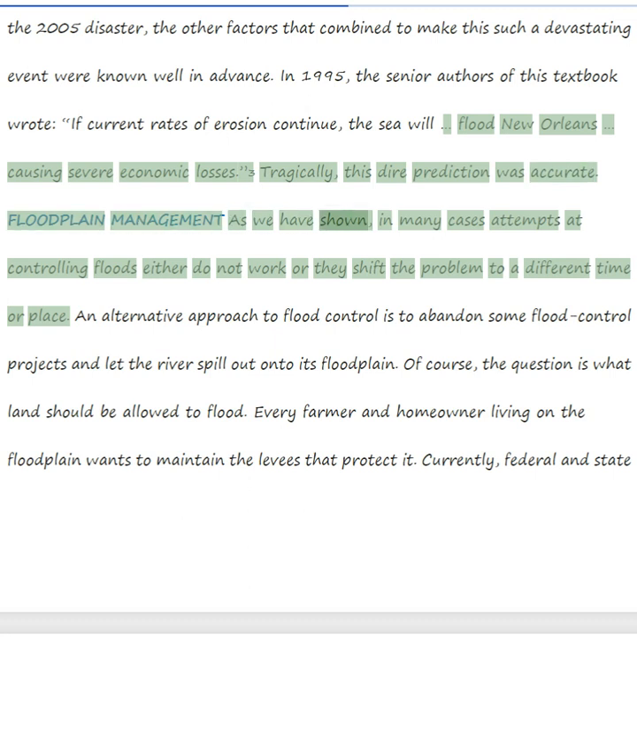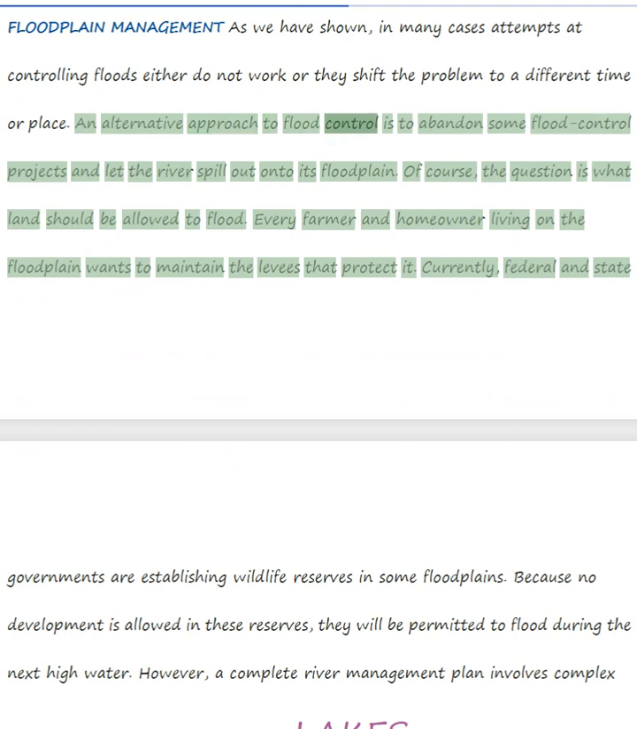Floodplain management: as we have shown, in many cases attempts at controlling floods either do not work or they shift the problem to a different time or place. An alternative approach to flood control is to abandon some flood control projects and let the river spill out onto its floodplain. Of course, the question is what land should be allowed to flood.